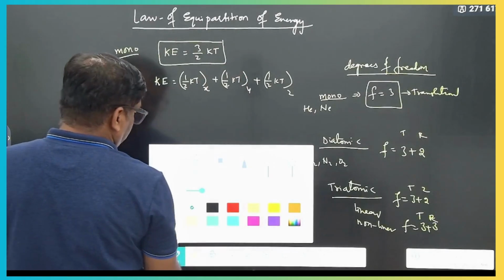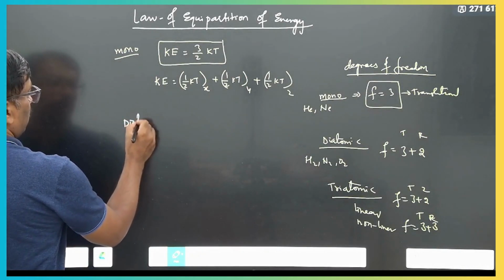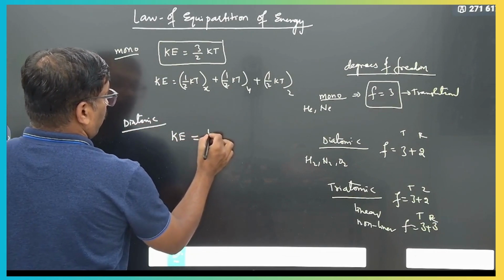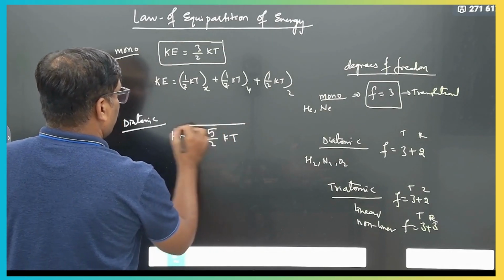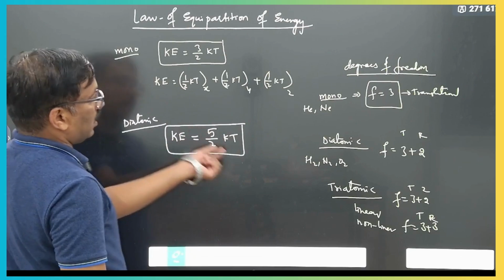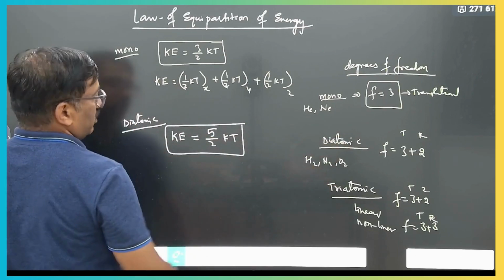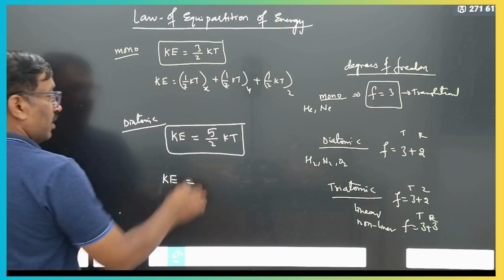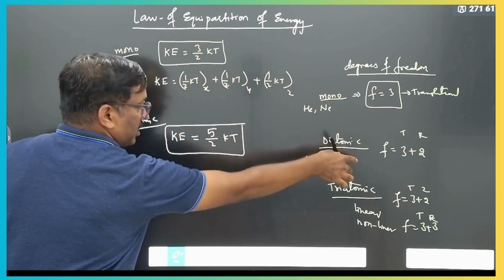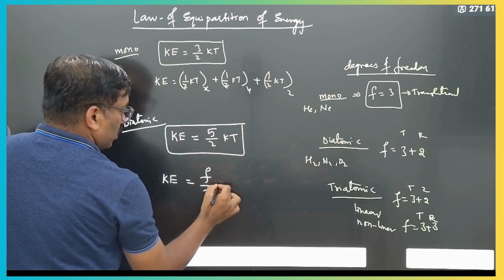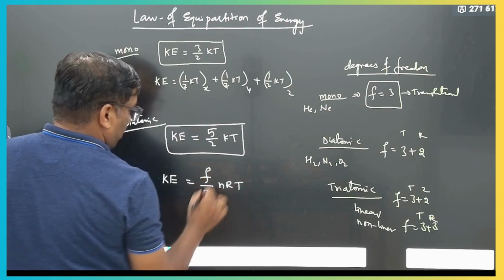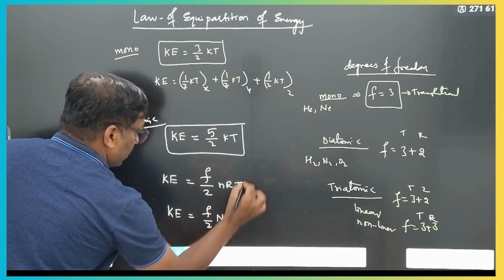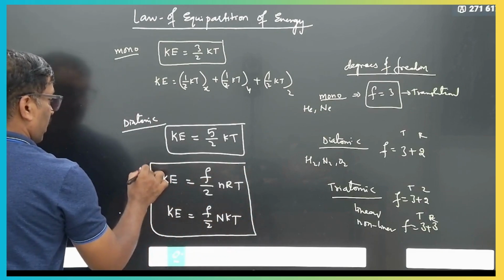Similarly for a diatomic molecule, how to write it? Kinetic energy should be equal to 5 by 2 KT. Why 5 by 2 KT for one molecule? Because 5 by 2 KT means 3 translational and 2 rotational. So generally, from the law of equipartition of energy, 3 means degrees of freedom here, 5 means degrees of freedom here. So F by 2 nRT, where n is the number of moles, the kinetic energy will be equal to F by 2 nKT. This is the kinetic energy of any gas.